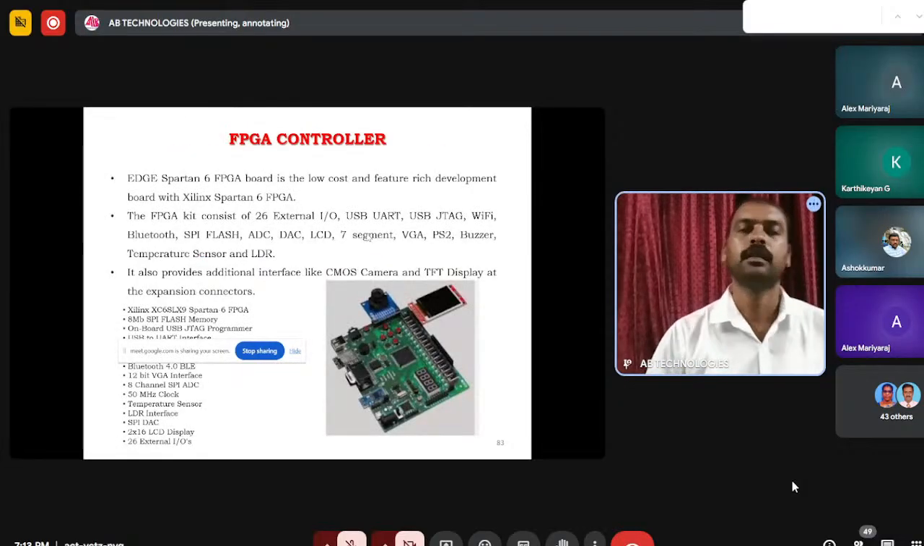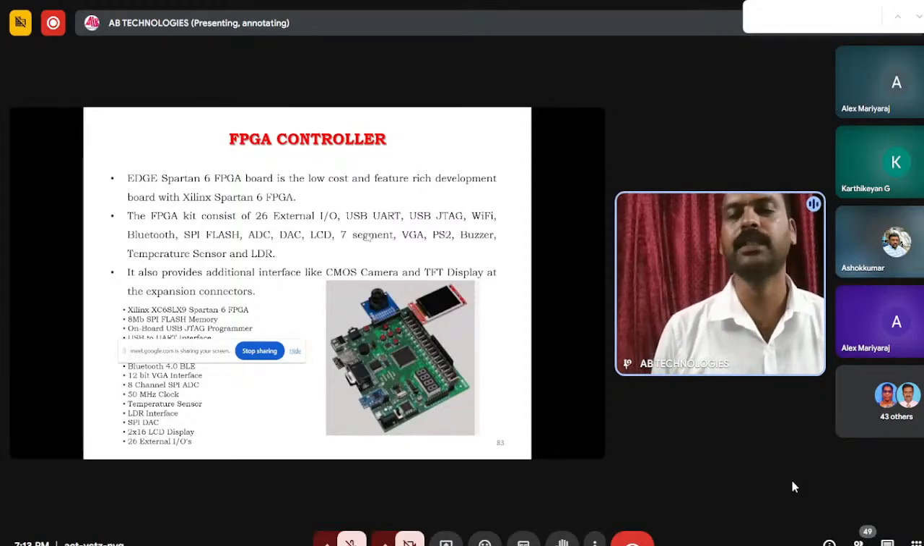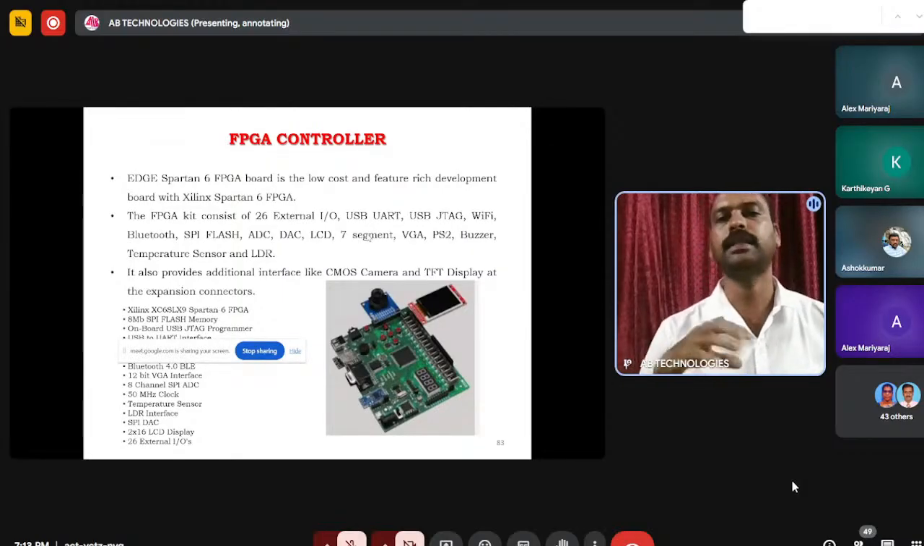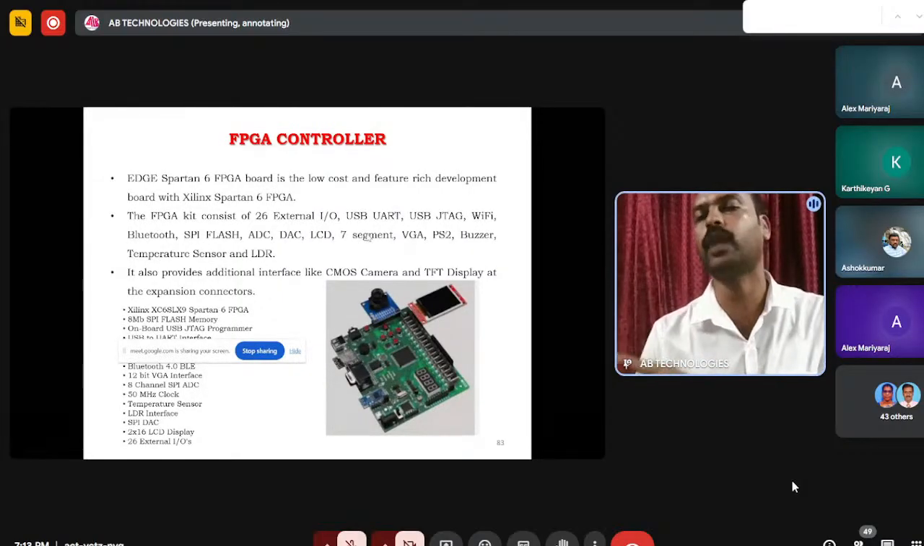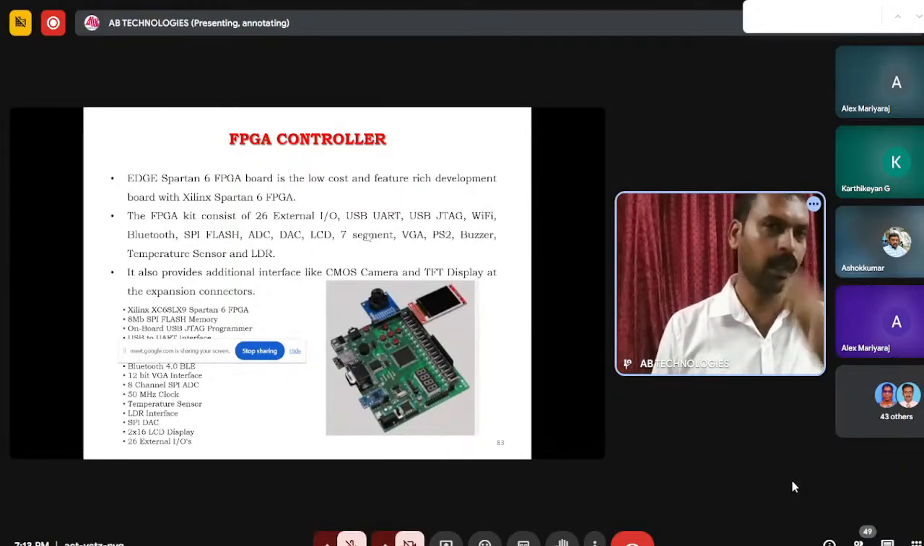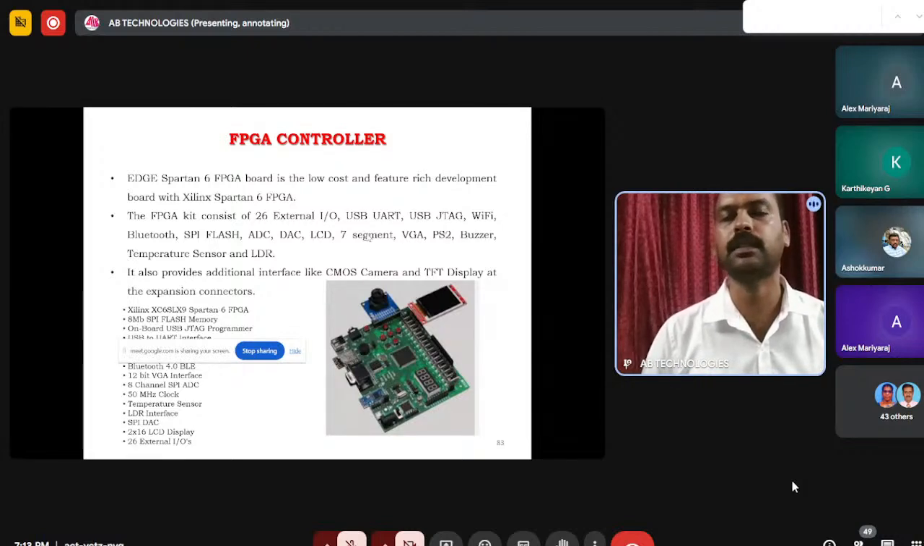Next one, the FPGA controller. So what is the need of this controller? In simulation, all of us can develop the circuit, but the hardware is the very important one. Correct? A research project should be converted into a real-time project. So for that we need controllers. In controllers, microcontrollers are there, digital signal processors are there, and finally VLSI.